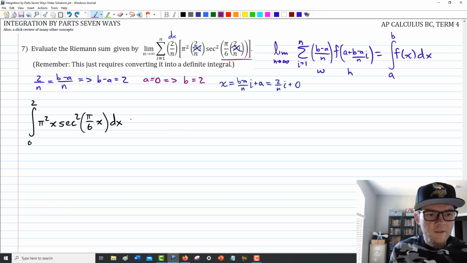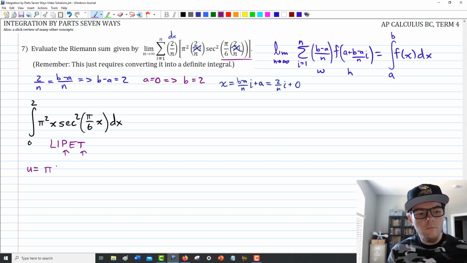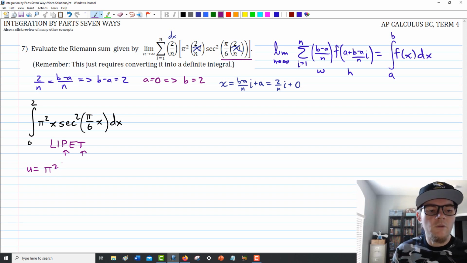Having done all that, it's taken a lot of work to get there. We can prepare to evaluate this using LIPET. As we make our choices between the two, we do have a polynomial and a trig function. So that means we want to let u equal the polynomial. So we'll have pi squared x as our u. Our dv is going to be secant squared of, let's see if I do this right, pi over 6x dx.